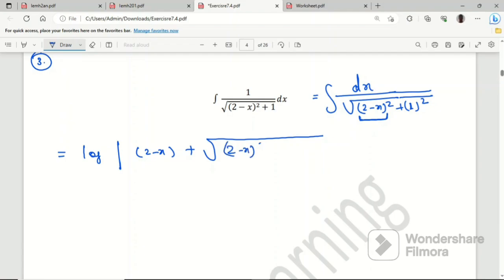2 minus x square plus 1. But now our variable is 2 minus x. Now you need to differentiate it. By differentiation you will get it. Differentiation of 2 is 0, and then differentiation of minus x will give you minus 1. So you need to put it here, minus plus. So it is our answer. You can check this.